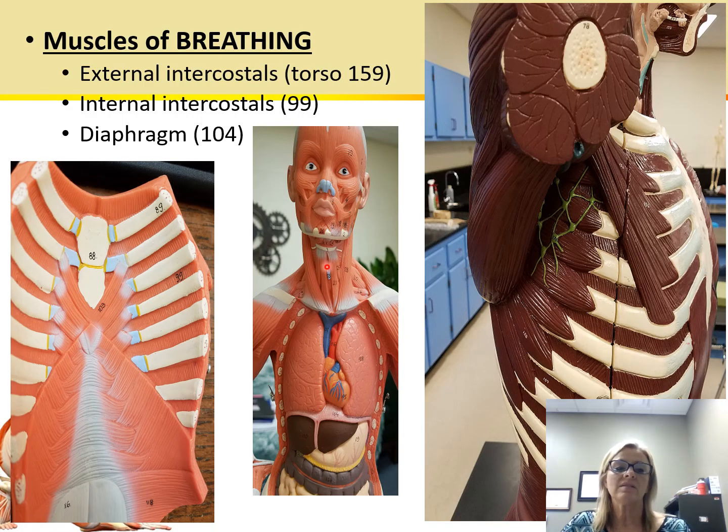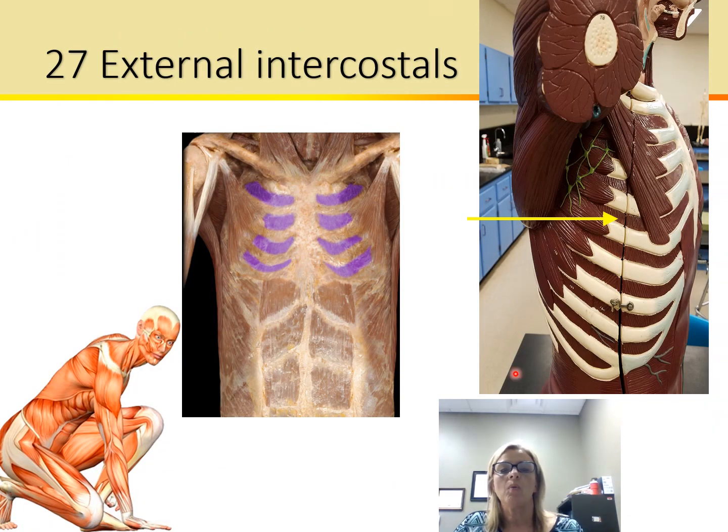All right, the last section here is going to be the muscles of breathing: the external intercostals, internal intercostals, and the diaphragm. So we're not able to see the external intercostals on the Syndaver very well, at least from what I can tell. It's fairly new, so we'll see. This is the outer muscle between the ribs, okay? And this keeps the intercostal space from blowing out or sucking in during respiration, which is pretty important.